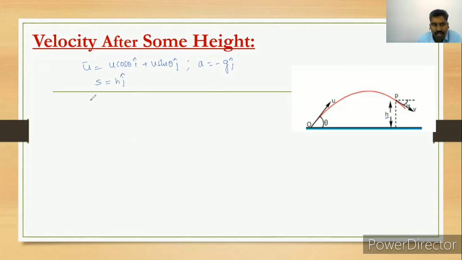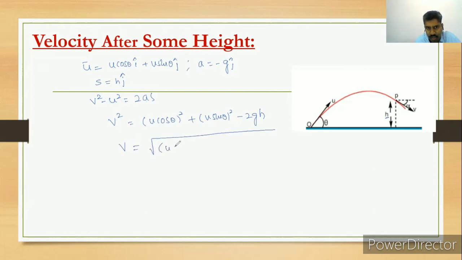Using the equation of motion v square minus u square is equal to 2as, from this v square is equal to u square, and u square is u cos theta whole square plus u sin theta whole square, minus 2gh. So v is equal to the square root of u cos theta whole square plus u sin theta whole square minus 2gh.